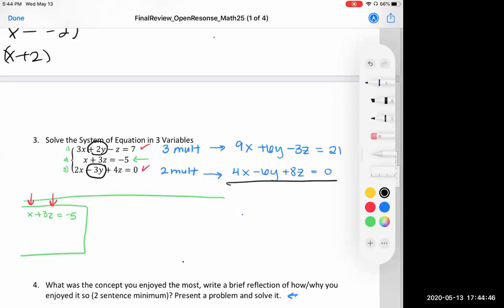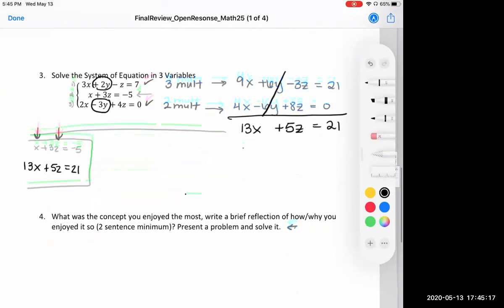All right, let's see what we get. So our y's are gone. They add to make 0, and we're left with 9x plus 4x, we get 13x. Minus 3z plus 8z, we get plus 5z. And 21 plus 0, we get 21. All right, so this is our other winning equation: 13x plus 5z is equal to 21.